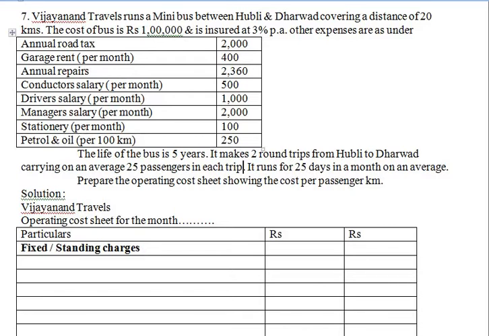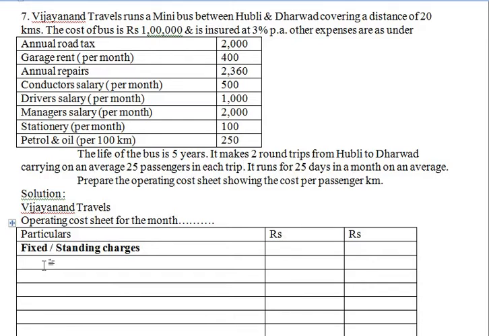Now here whatever expenses they have given, few they have given annual expenses and few they have given per month. So accordingly we need to calculate. Remember this operating cost sheet, whatever we prepare, that will be for a month. Okay, so write down Vijayananda Travels, then operating cost sheet for the month. Particulars, rupees, two amount columns. First one is standing charges.